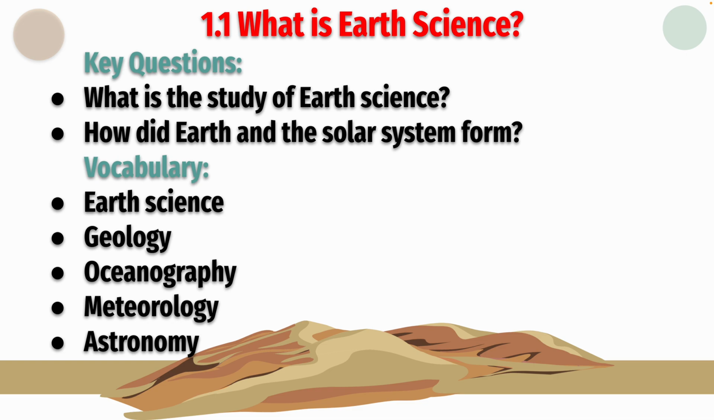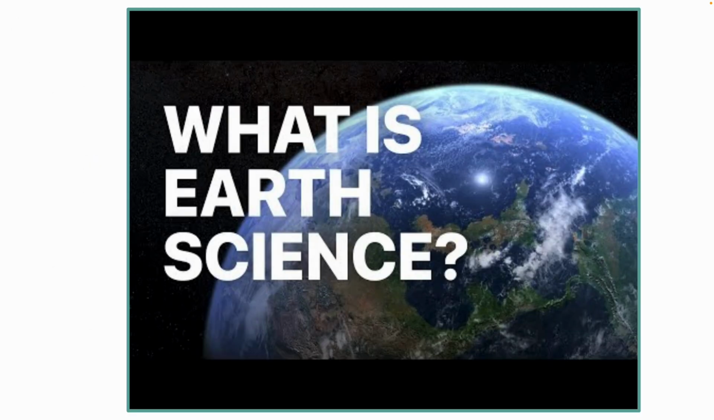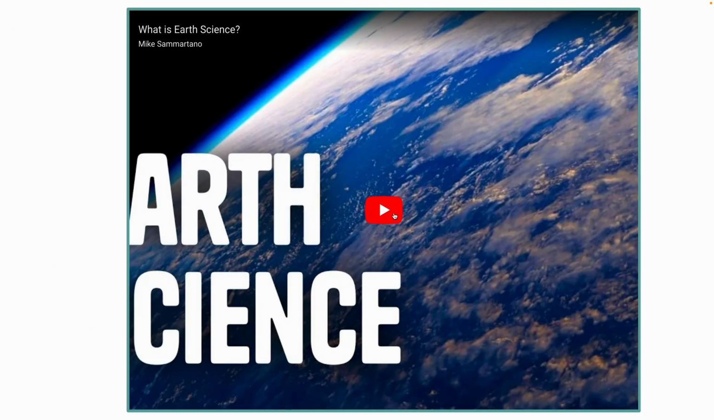In this section, we're going to be talking about what is the study of earth science. How did Earth and the solar system form? Our vocab, we got earth science, geology, oceanography, meteorology, and then astronomy. Just a nice little basic layout of some earth science topics. I'm going to start up with a little video here.